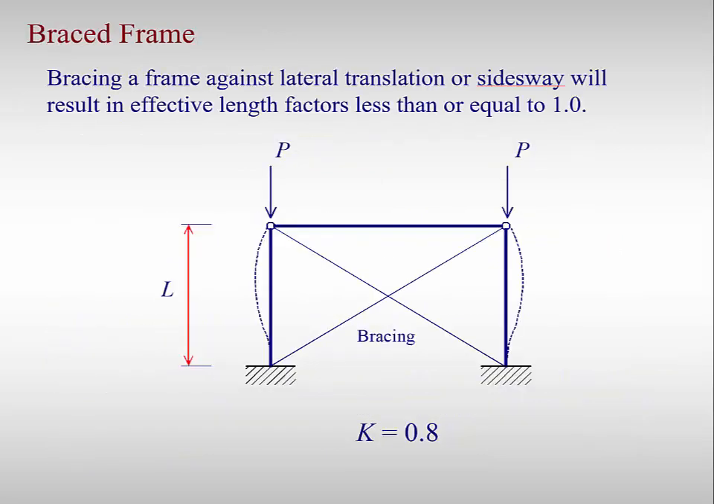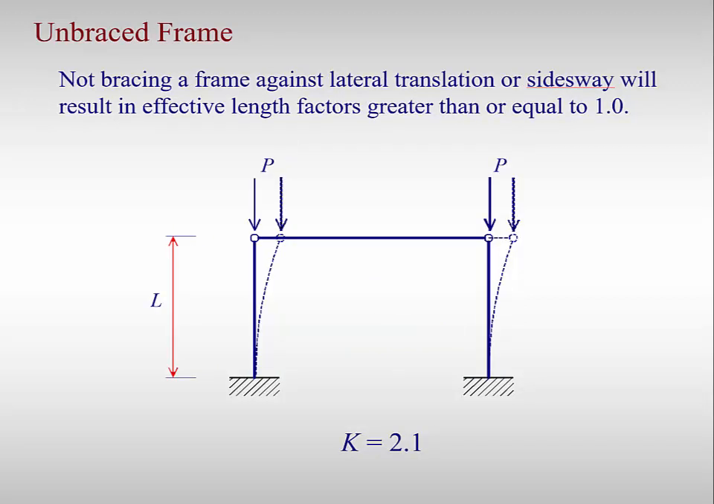For a braced frame, the top of the column is restrained from translating during buckling. Therefore, side sway is prevented or prohibited. 3 of the 6 isolated column cases conform to this condition. The effective length factor is 1 or less. For the frame shown, the K value is 0.80 for design and 0.7 theoretically.